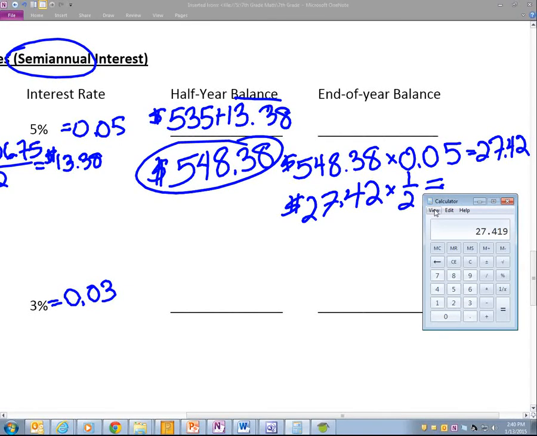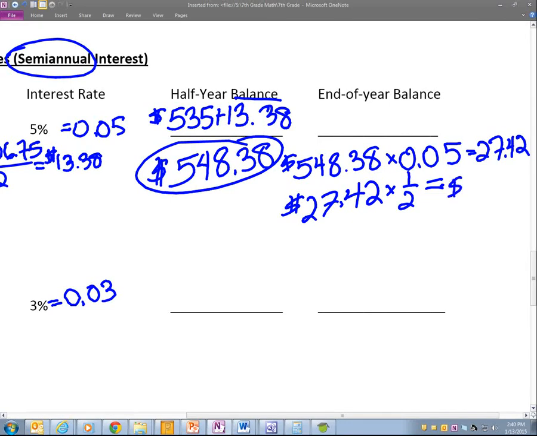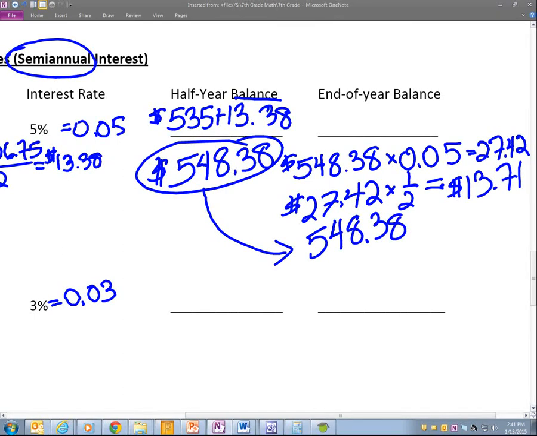Good. So it's 27.42 divided by 2 is 13.71. So what do we add this 13.71 to? 548. Yes. We have to add it to the balance that we had at the beginning of that 6 months because it compounds. We get to use that money that we're earning to go toward our next compounded interest.